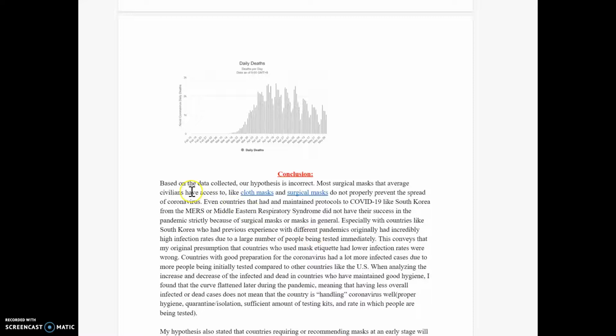I'll just read a little bit here. Based on the data collected, our hypothesis is incorrect. Same way we do it in lab. Most surgical masks that average civilians have access to, like cloth masks or surgical masks, do not properly prevent the spread of coronavirus. Even countries that had maintained protocols for COVID-19, like South Korea from MERS, or Middle Eastern Respiratory Syndrome, did not have their success in the pandemic strictly because of the surgical masks in general. And she goes on to go more into this.